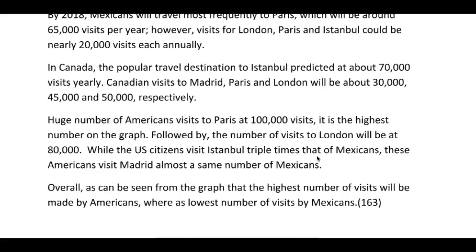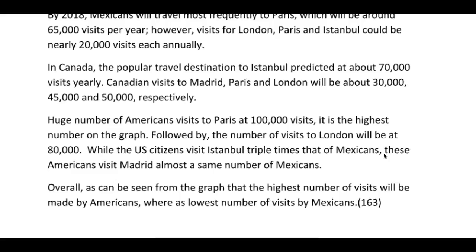While the US citizens visit Istanbul triple times that of Mexicans, these Americans visit Madrid almost the same number of Mexicans. Okay, so while the US citizens visit Istanbul triple times, or triple the amount that of Mexicans at around 20,000 or whatever number it is, comma, regarding Madrid, it's an equal number to Mexican visits.